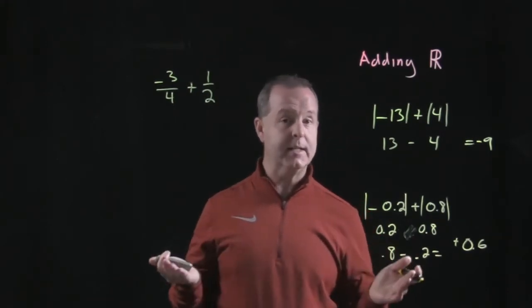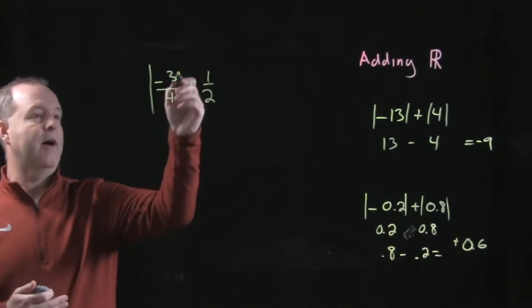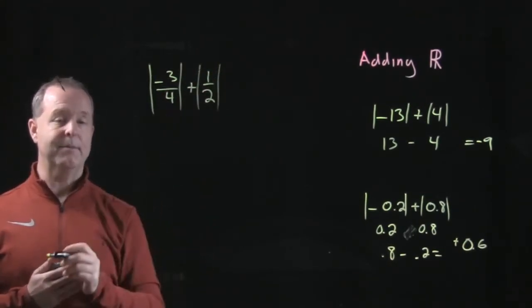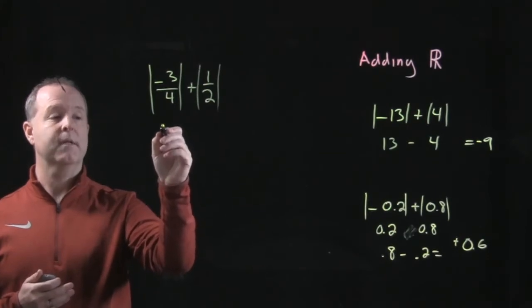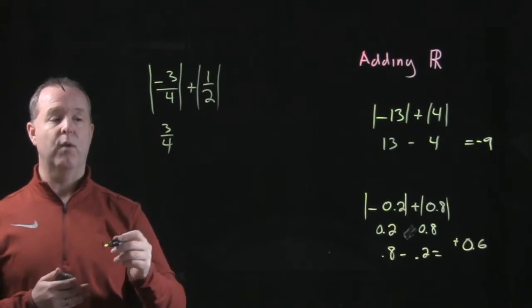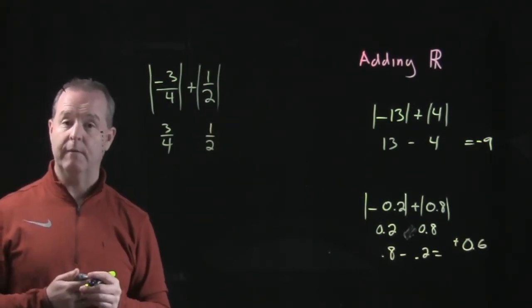With fractions, very similar. Let's look at that. Let's go ahead and look at the absolute values of both of those terms. The absolute value of negative 3/4 is a positive 3/4. The absolute value of 1/2 is 1/2. Now I need to subtract the smaller from the larger.